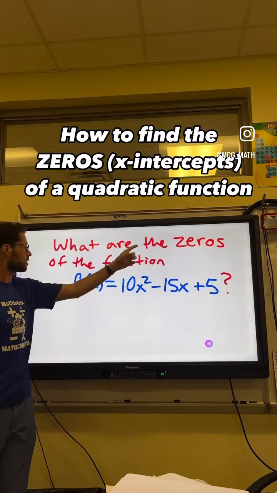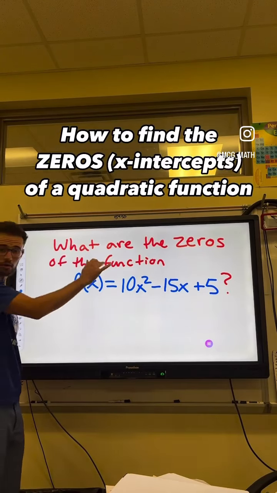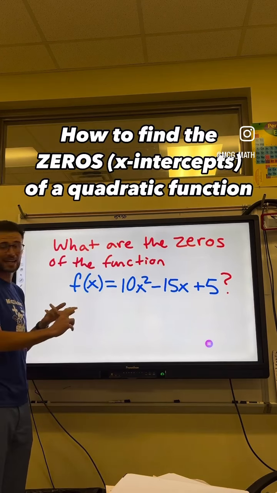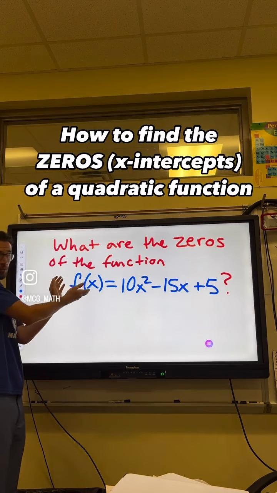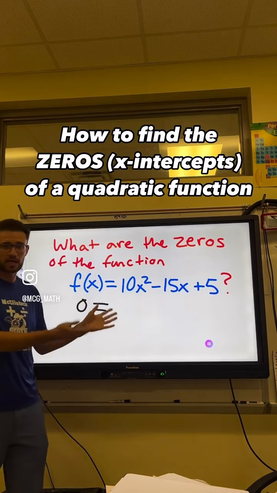Here we're finding the zeros of the function f of x equals 10x squared minus 15x plus 5. Now the zeros are the same thing as the roots or the x-intercepts. So it's when y, or the output, in this case f of x, will be equal to 0. So we set the left side equal to 0, and then with the right side, we're just going to factor it.